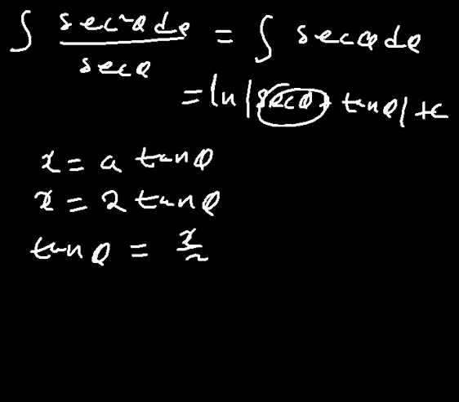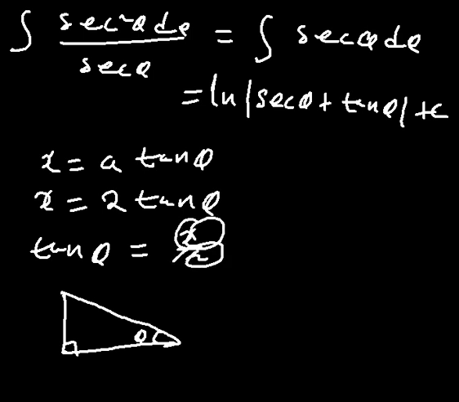And what is this sec theta? A sec theta, and by the way, let me draw the right angle triangle corresponding to the information. Let's say this is the theta, which means on the tan theta, this is the opposite and this is the adjacent. So this is the x and this is the 2.